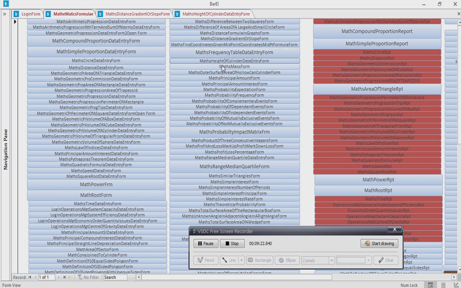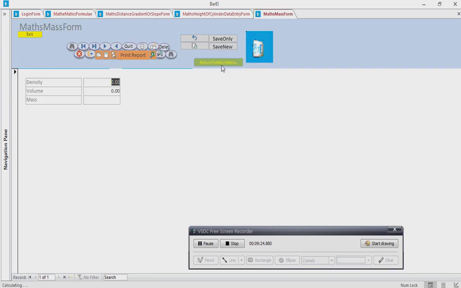Calculation of mass. If density is 8, the mass is 80. If density is 10 and volume is 80, then the mass is 800.